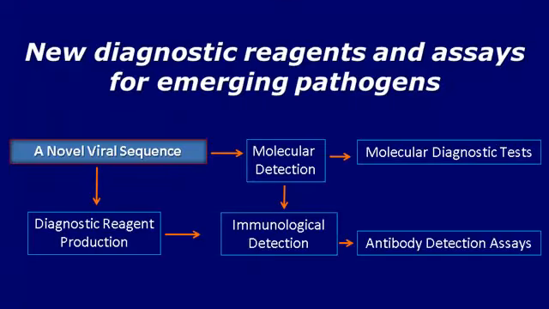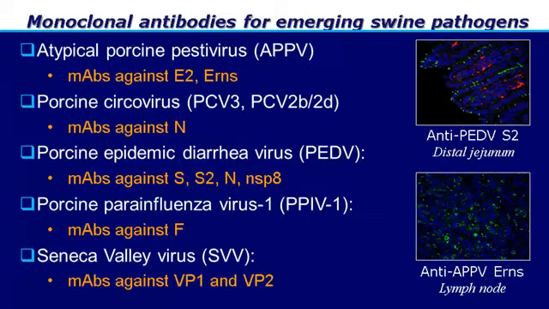With the identification of novel virus sequences, the development of diagnostic reagents and assays is urgently needed for further diagnostic testing and characterization of the emerging swine pathogens. During the past years, we have developed a panel of monoclonal antibodies for different emerging swine pathogens. Some of these monoclonal antibodies have been distributed to diagnostic and research laboratories all over the world.